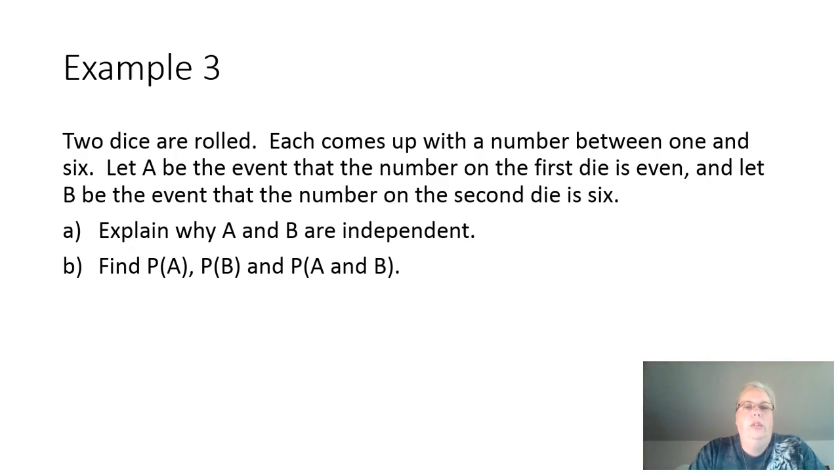Example 3. 2 dice are rolled. Each comes up with a number between 1 and 6. Let A be the event that the number on the first die is even, and let B be the event that the number on the second die is 6. Explain why A and B are independent.